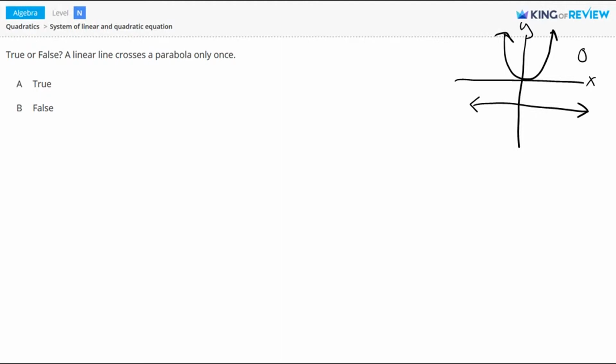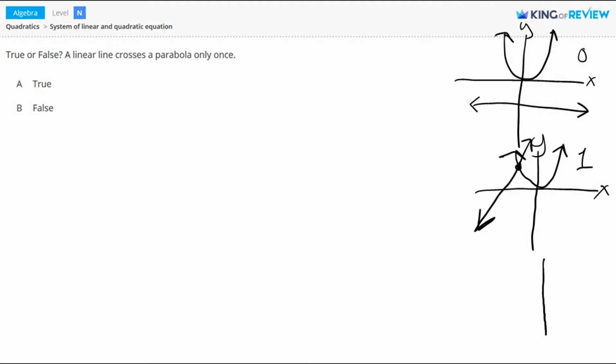But we can also draw it like this. If we have another coordinate plane here with our x and y axis, let's say we have a parabola here, and we have a line that goes like this. Well, this one has 1 point of intersection, which is right here. And we can draw yet another scenario.